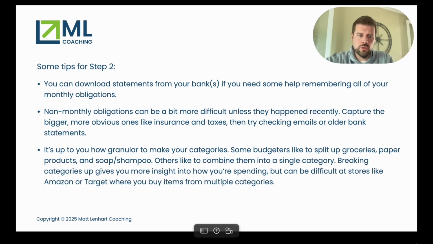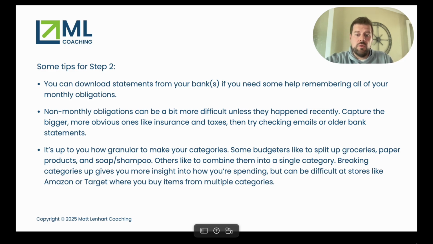Similar to the category groups, it's also up to you how granular you want to make your categories. So for things like utilities, it's pretty simple. You're just going to have a line for your electric bill, your gas bill, your water bill. Those are pretty straightforward. But when you get to something like groceries or essentials, some people like to think of that all as one. So if you buy food that you're going to eat or cook, or soap or paper products that you're going to use, some people like to think that's all just one big group. That's just your home essentials. You need those every month.